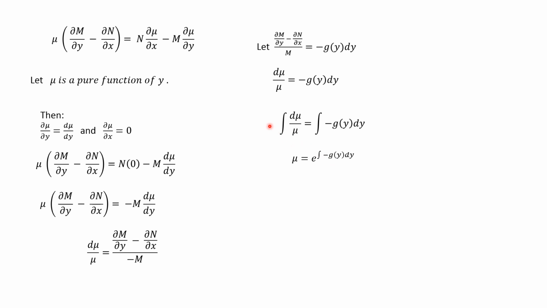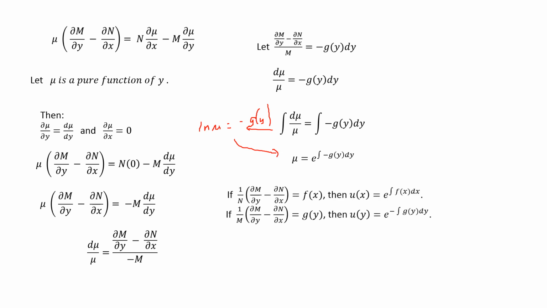Of course, this portion is ln of what? ln of mu is equal to what? Negative g of y. And then you can solve for mu there.